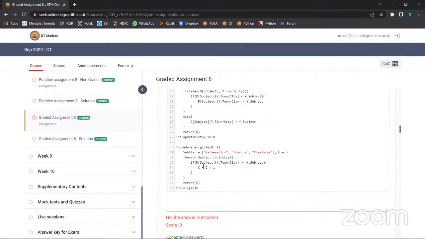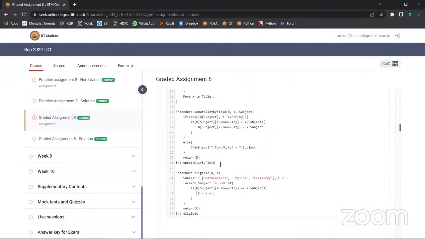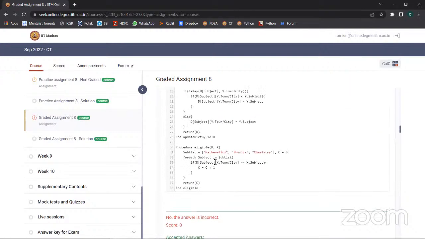Okay. At some point it will increment and will become 3. Correct? Yes, sir. At the end of the procedure, it will become 3. Right. So what is happening is this is for each city, right? Each city. Because the second parameter is important, which is city. So each city also will have at least one topper in one subject. Correct. So similarly for each subject, there will be some topper or the other.